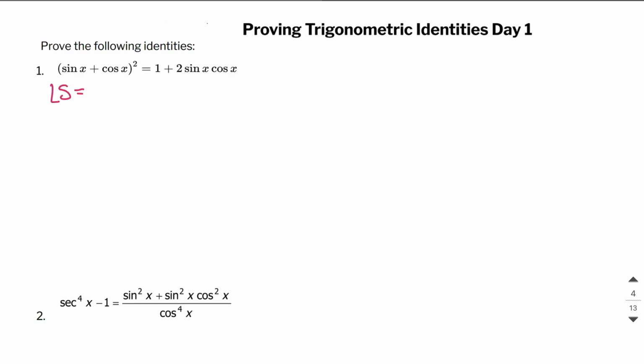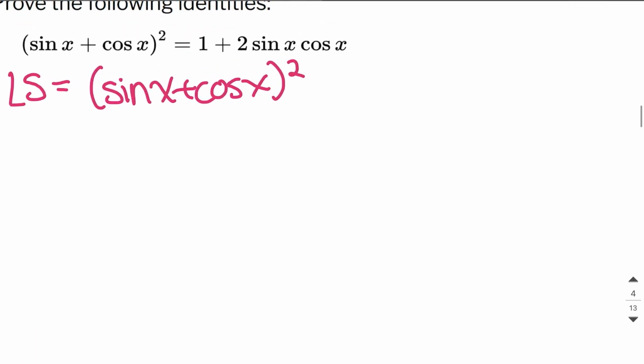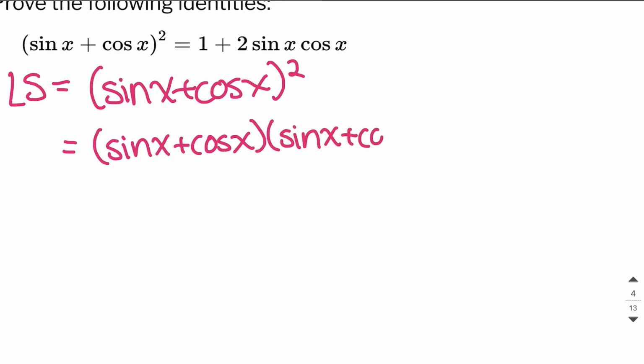The left side of this is sine of x plus cosine of x, and I'm going to square that. According to some of the algebra rules, we know that if you square a binomial, you're just going to do sine x plus cosine x times sine x plus cosine x. And now we're going to FOIL this. We're going to expand this.